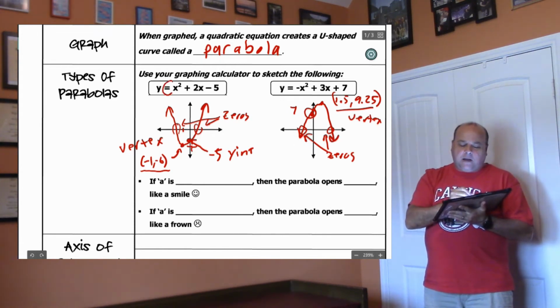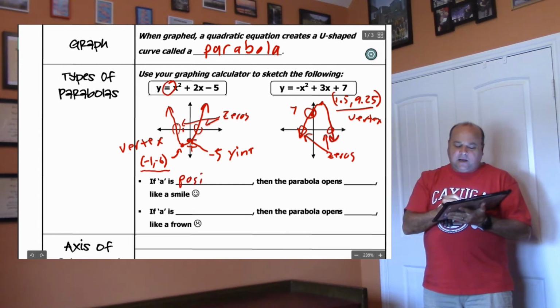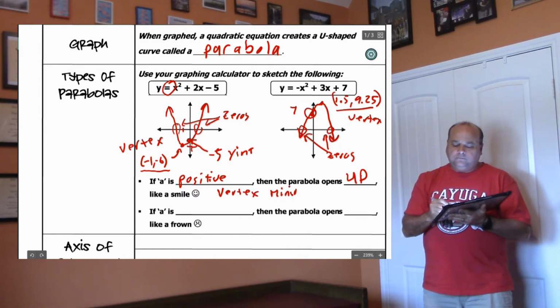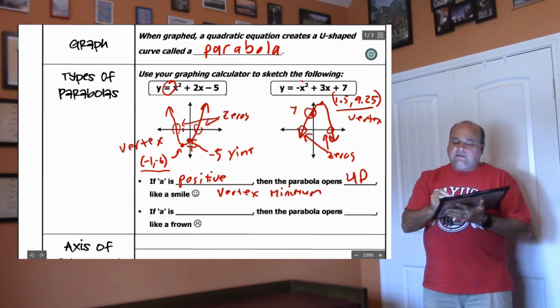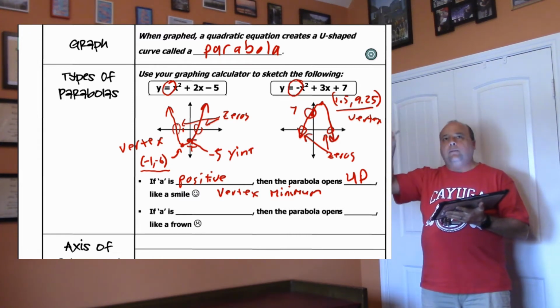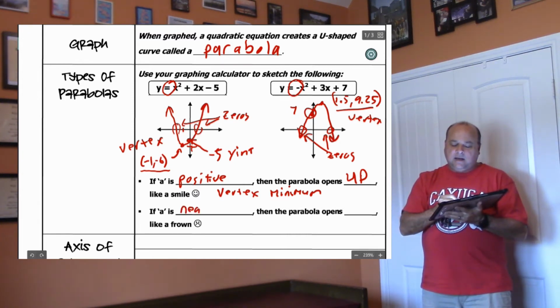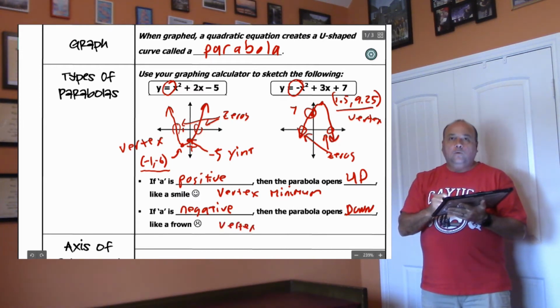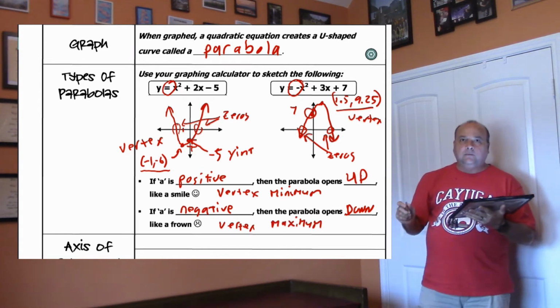If A is positive, the parabola opens up, okay? And the vertex is a minimum. If A is negative, the parabola opens down. Okay? And the vertex will be called a maximum, okay?